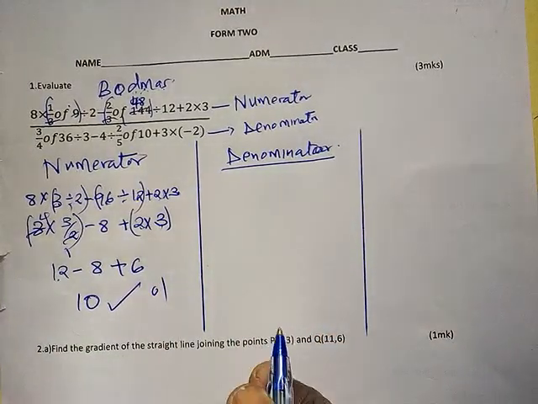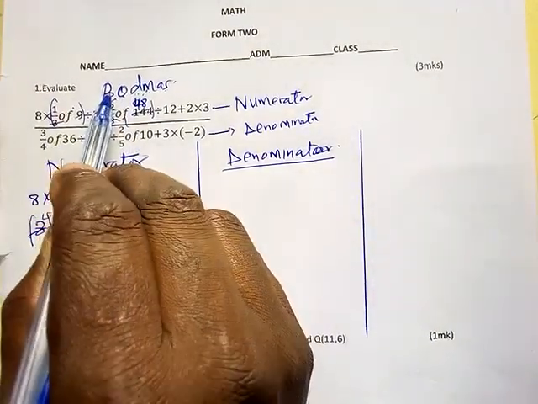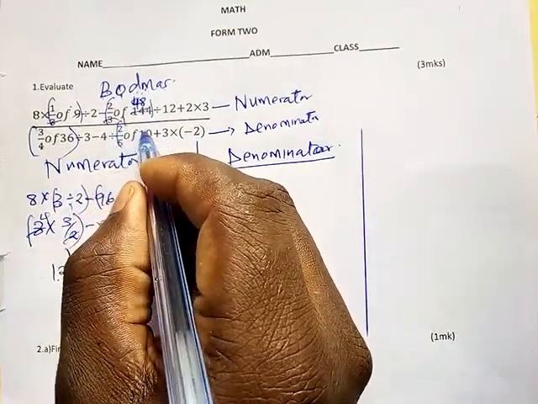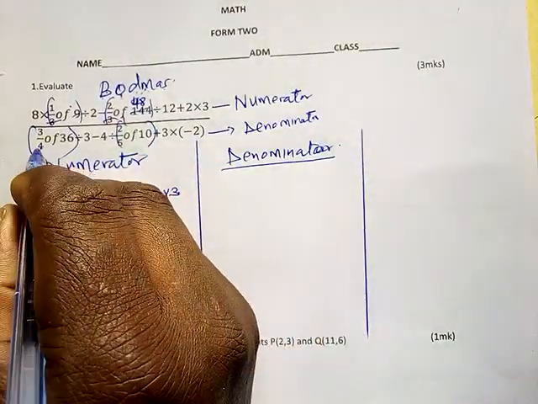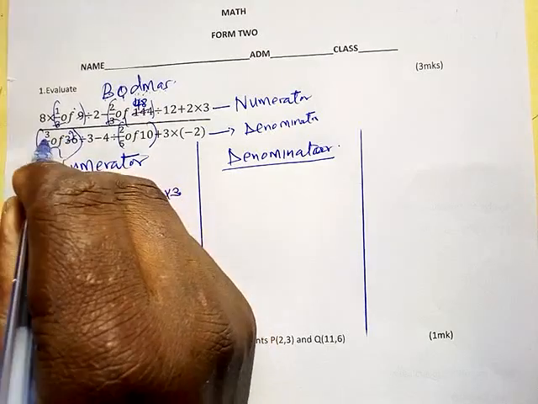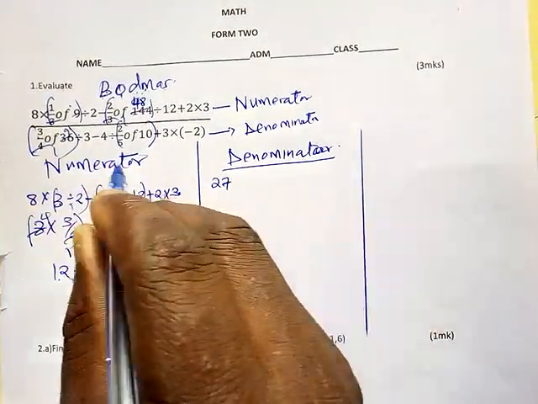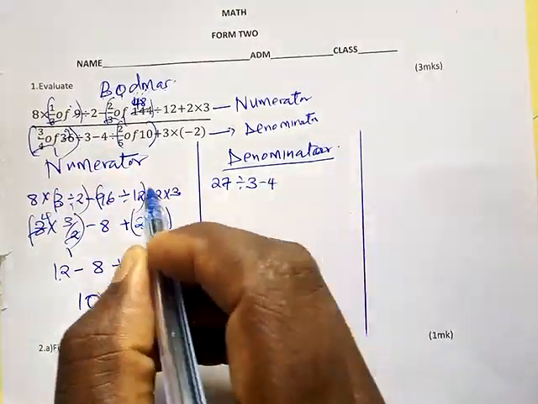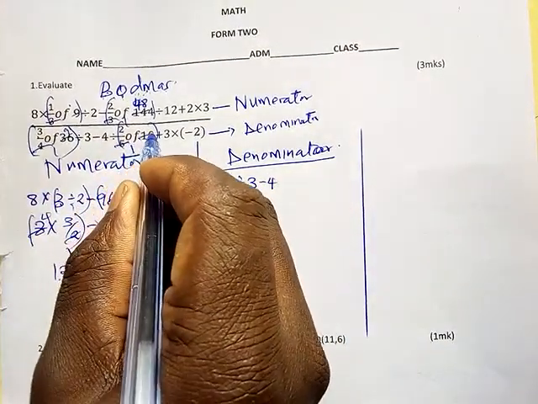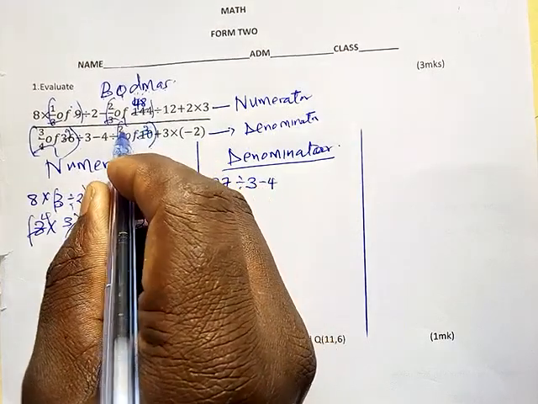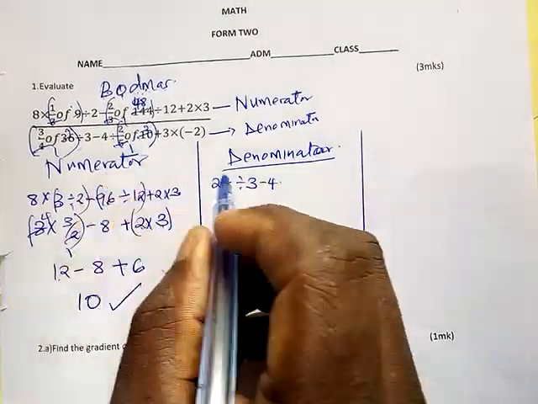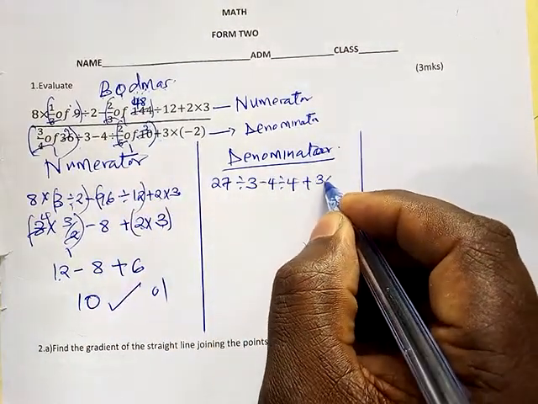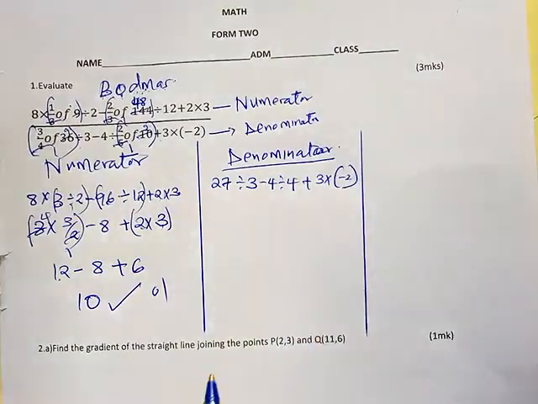So let us go to the denominator. In the denominator we don't have brackets, but we start with of. The first of is here, another of is here. So this one's here 9. 9 times this is 27, divided by 3 minus 4. 5 ones here twice, 2 times 2, 4. So here divided by 4, and then plus 3 times -2.